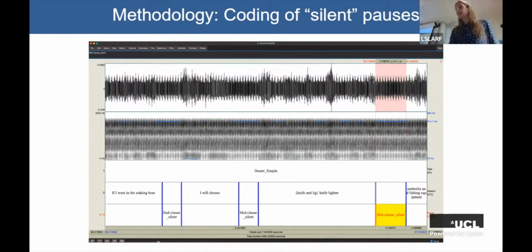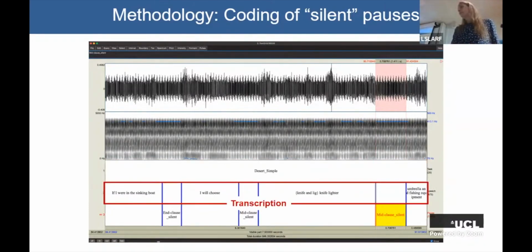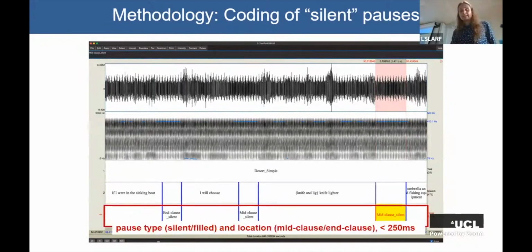And we had 3 tiers in our Praat analysis. First, the task type, and then we also had the transcription. You can see the participant was saying, maybe you might not see, if I were in the sinking boat, I will choose knife and lighter, something along these lines. And then in the last tier, we coded these speech performances. We coded for pause type, whether participants made silent or filled pauses.